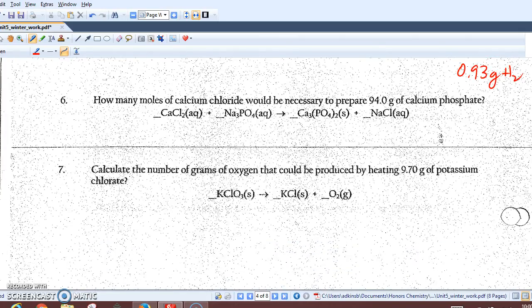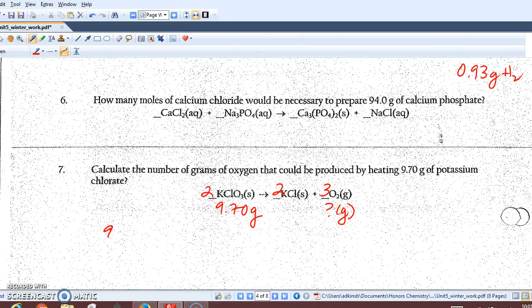All right, so number 7, calculate the number of grams of oxygen that could be produced by heating 9.70 grams of potassium chlorate. So they want the grams of O2. They've given me the skeleton equation. It's a decomposition reaction. It's actually one that you should know how to do. It's a metal chlorate, and we know metal chlorates break down into a salt and oxygen. If I come in and I balance it, I've got a 2, a 2, and a 3 there.